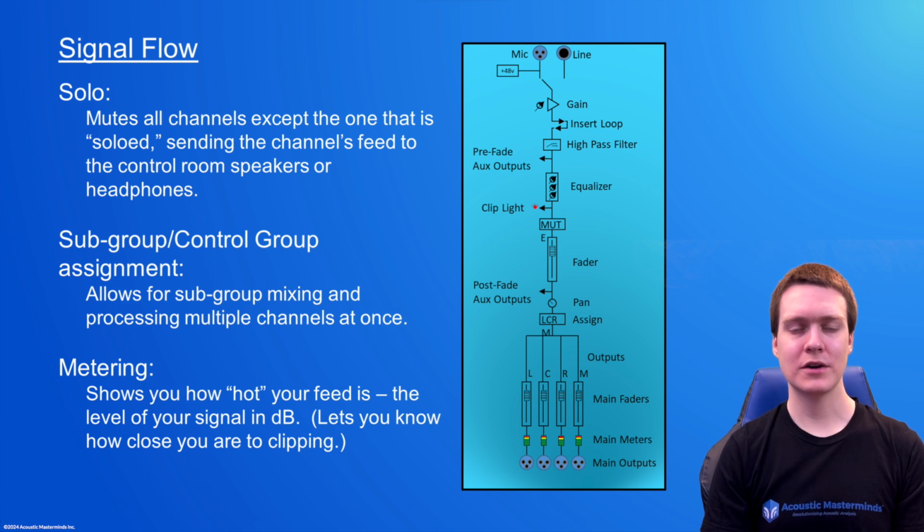Your meters show you how hot your feed is, the level of your signal in dB, and lets you know how close you are to clipping. Clipping is a form of waveform distortion. This can happen when an amplifier is overdriven and goes beyond its limits. You want to make sure you have a healthy signal, but without clipping. We'll cover setting levels more in a future video.